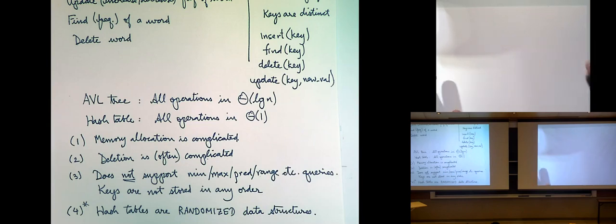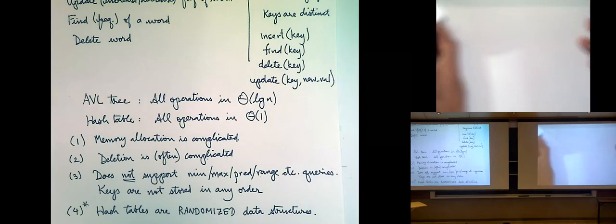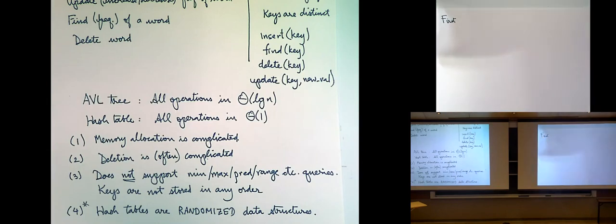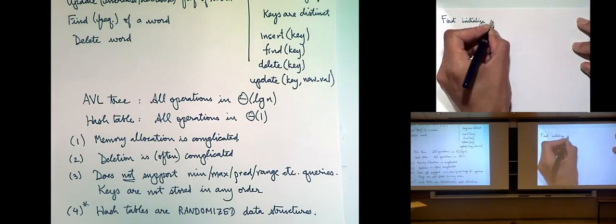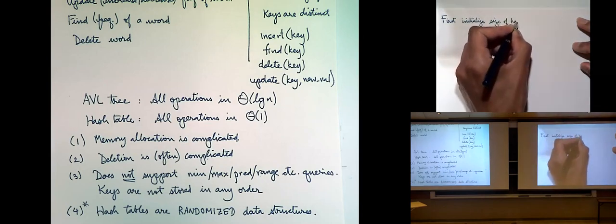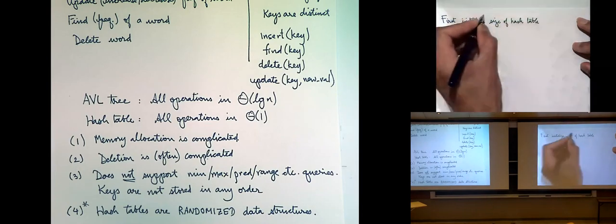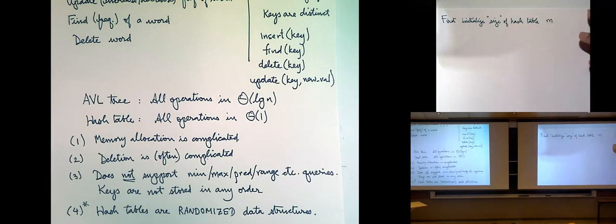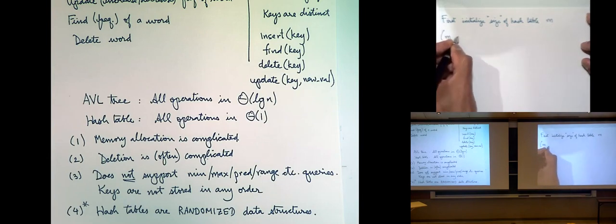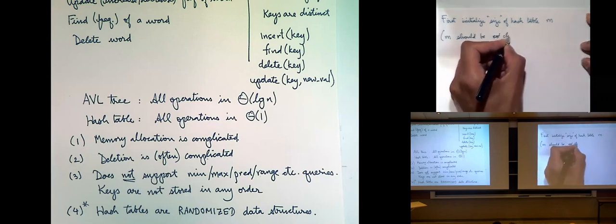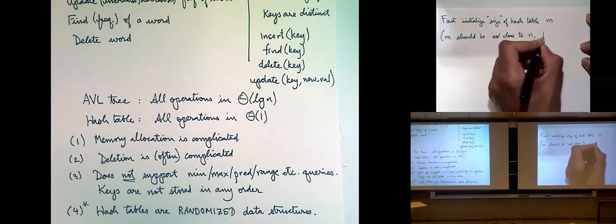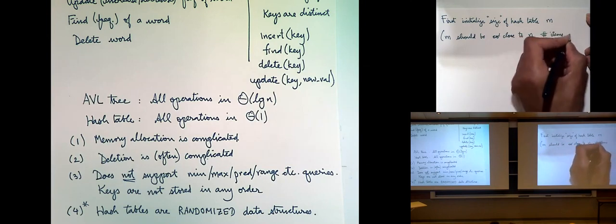Okay, so how does a hash table work? So you first, before you even start doing anything, initialize the size of a hash table, and this is going to be called M. So M should be close to N, which is the number of items to be inserted.